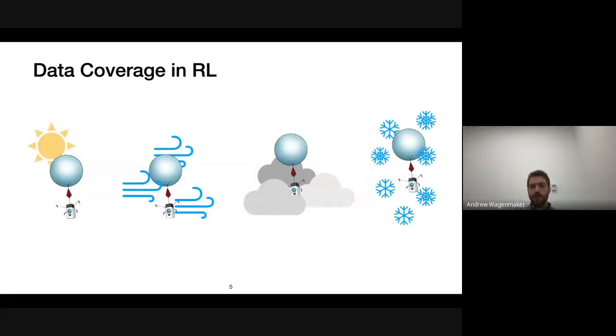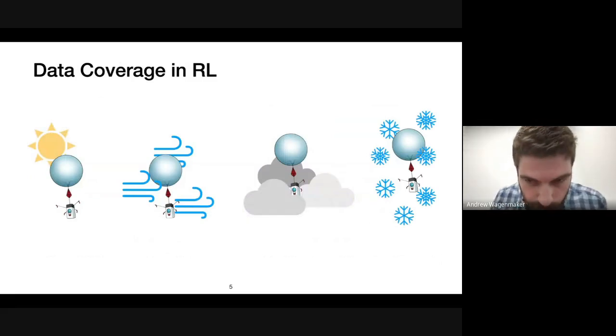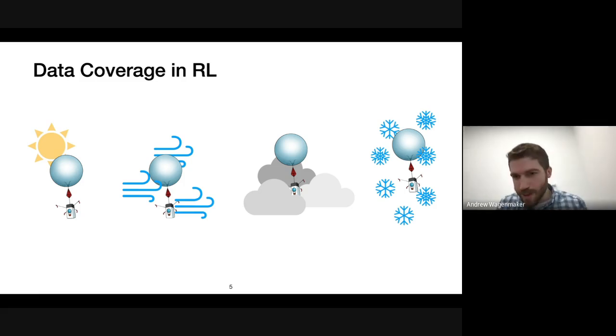Okay, just as an example, let's think about a simple weather balloon example. I chose this because DeepMind had a paper on using RL for weather balloons, so this is a setting where RL has actually been used. Let's say we have a weather balloon and we want to have it fly in several different conditions: maybe sun, wind, clouds, and snow.